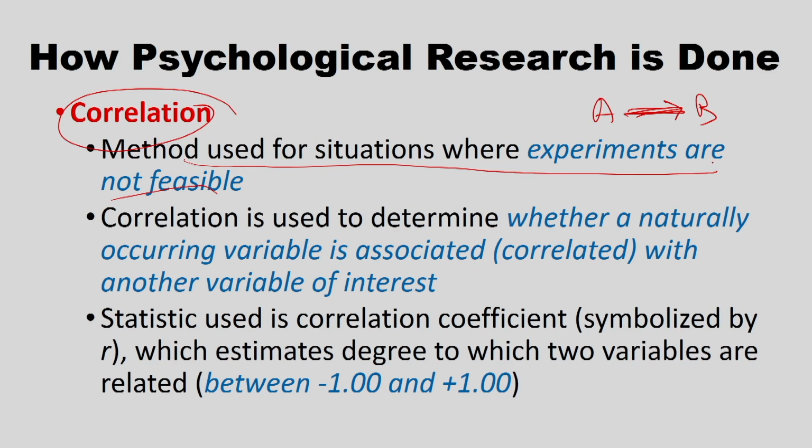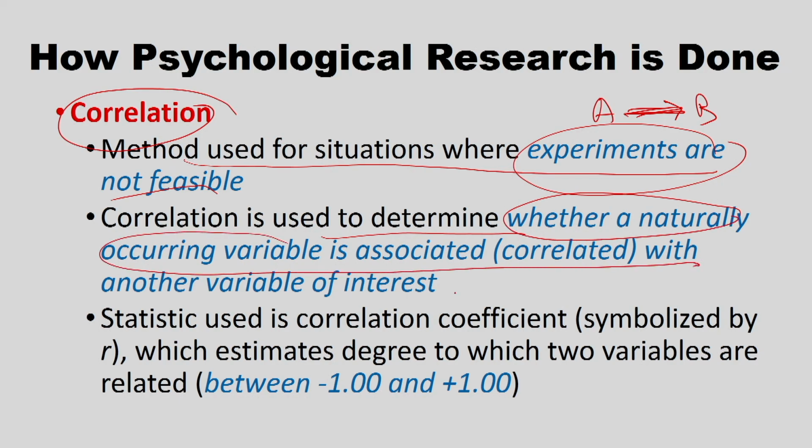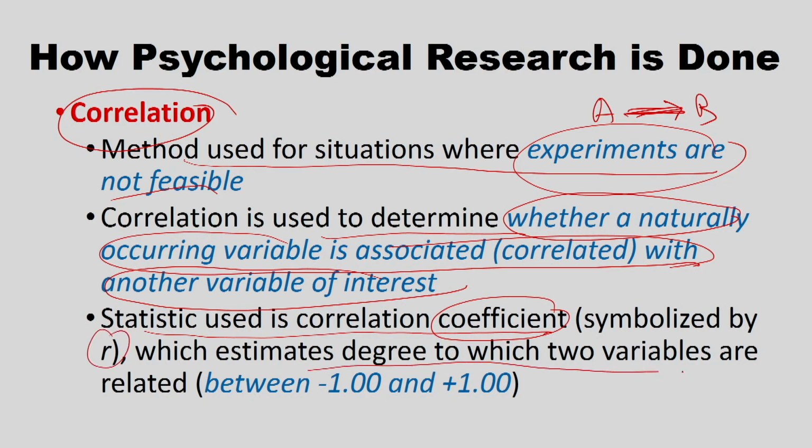What is the correlation method? It is used in situations when an experiment is not feasible. Also, correlation is used to determine whether a naturally occurring variable is associated or correlated with another variable of interest. So, if we have two variables A and B, thunder and lightning, and thunder occurs when lightning occurs, to find how much they are related to each other, we use the correlation method. That will tell you how likely it is that when there is lightning, there is also thunder. The statistic used for doing correlation is called the correlation coefficient, and it is symbolized by the letter R, which is an estimate of the degree to which the two variables are related.